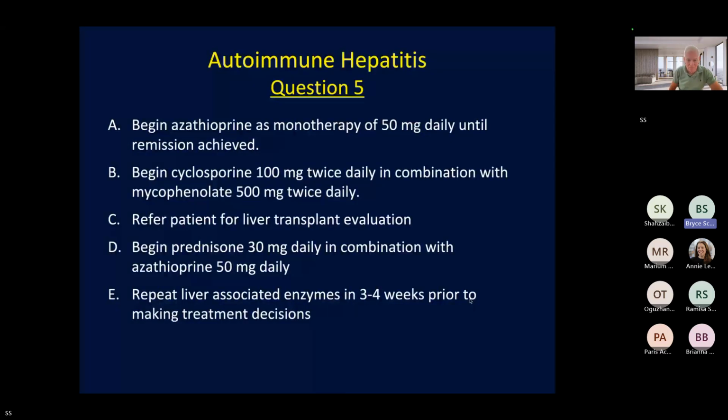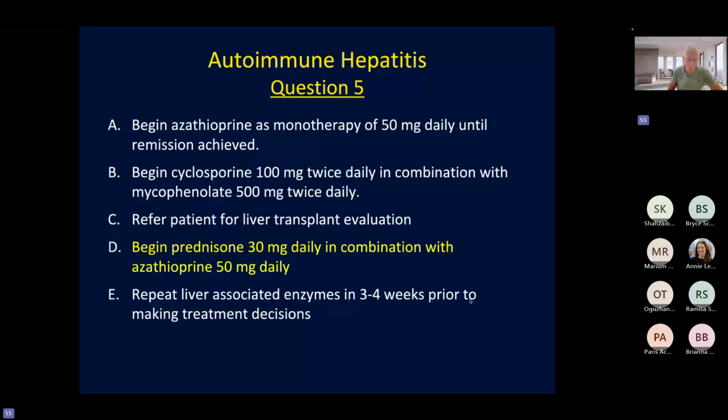I don't think we do monotherapy for azathioprine. She doesn't seem to be at the point of needing a liver transplant. D is a fairly hefty regimen. I think it's E, but if not, then my guess would be D. It was D. Okay. She's got autoimmune hepatitis. What are you waiting for?